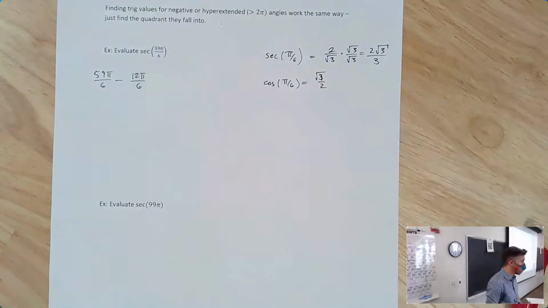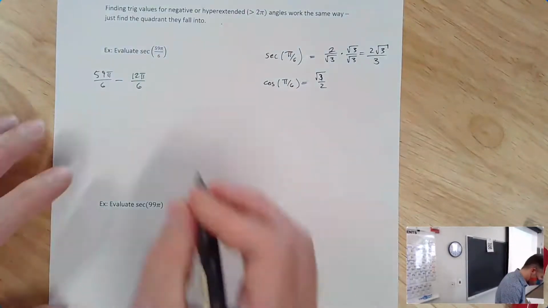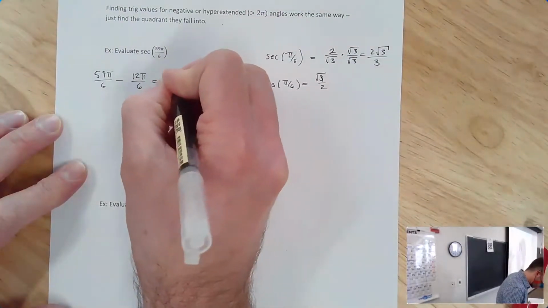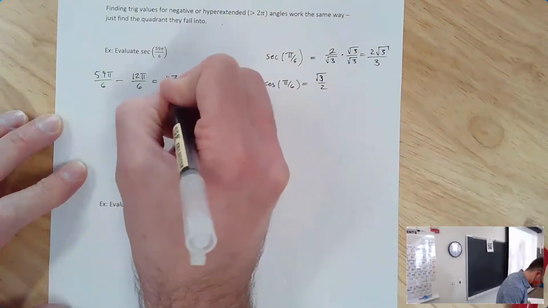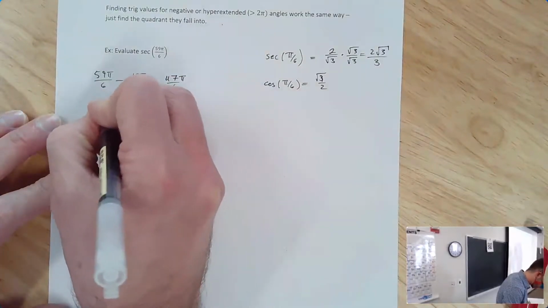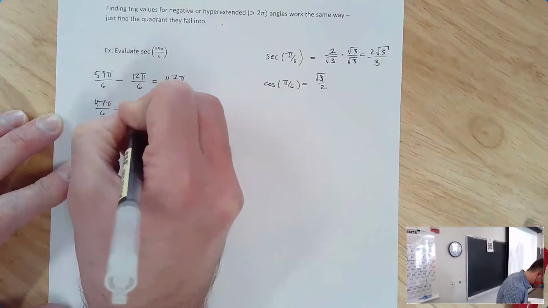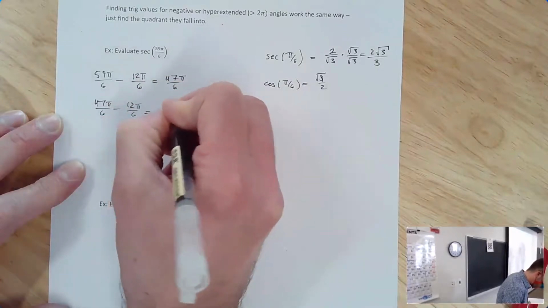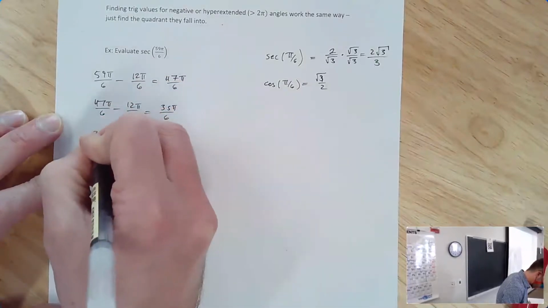There's 2 pi, 12 pi over 6, and get 47 pi over 6. That's still pretty big. I'm going to do it again and subtract off 2 pi. I'm going to get 35 pi over 6. Let's do it again.